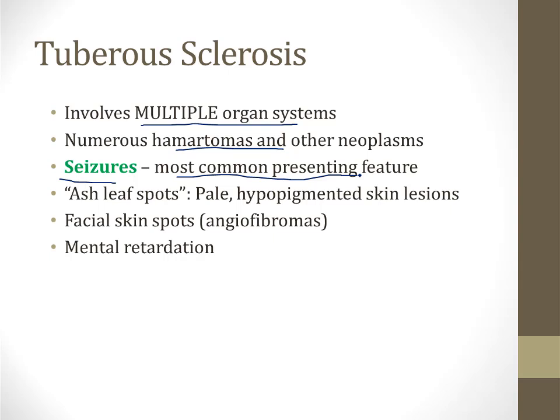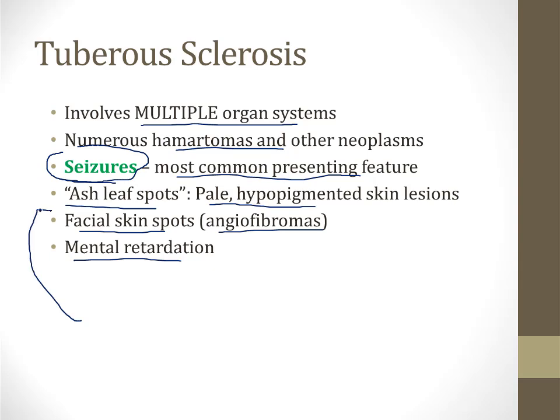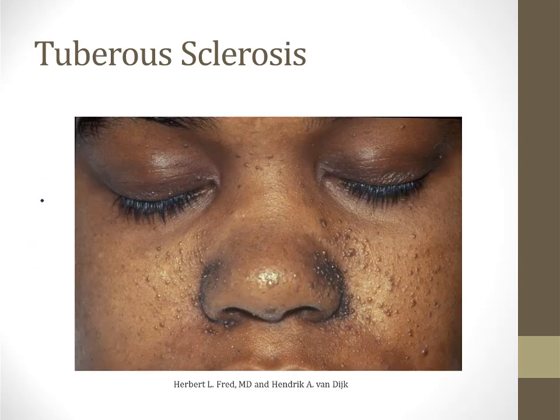In addition to seizures, other characteristic findings are the presence of ash leaf spots. These are pale hypopigmented skin lesions. I'll show you a picture of one of these in a minute. In addition, these children often have facial skin spots called angiofibromas, and finally there's often mental retardation. So the typical presentation is for a child to come to the doctor for seizures and then some of these other features to be present. That suggests tuberous sclerosis. This is a picture of a child with angiofibromas. They are often present in the nose and malar regions of the face, just like in this image.